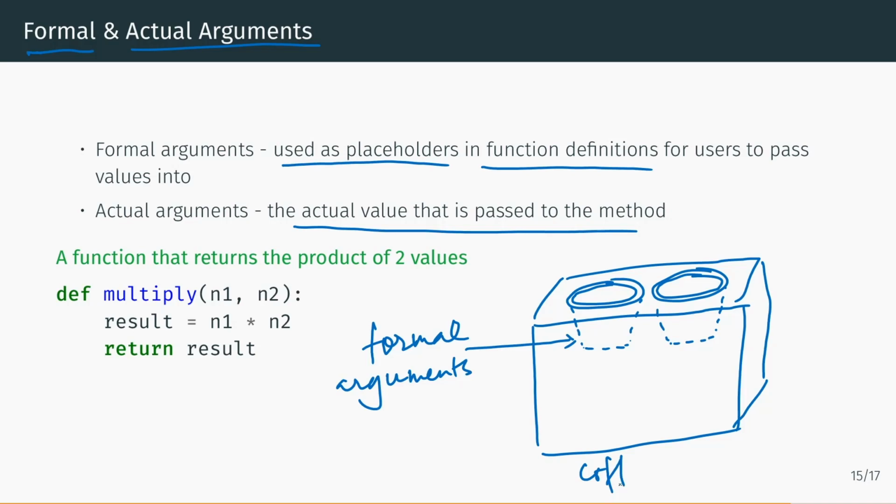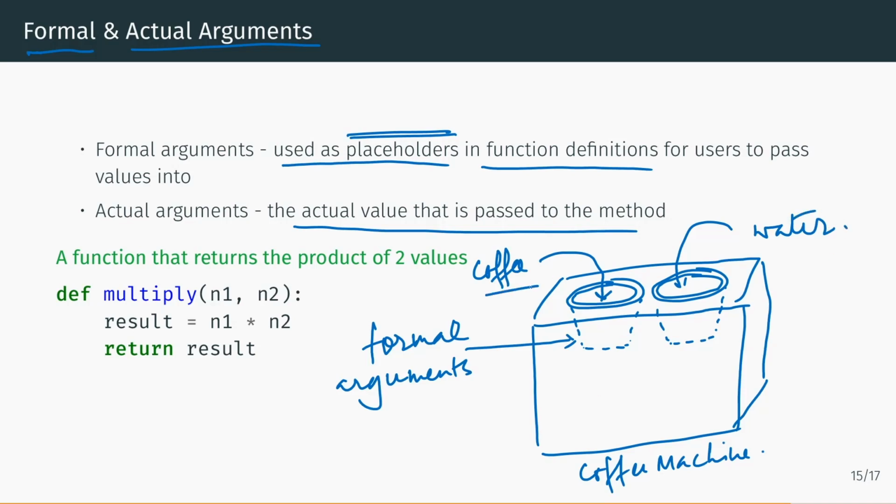This is a coffee machine. These cups represent formal arguments, which are like placeholders for storing or giving actual data. When you make coffee, you put coffee grinds in here, and you put water in the other one. So this coffee and water are your actual arguments. A formal argument is nothing but a placeholder for your actual arguments.